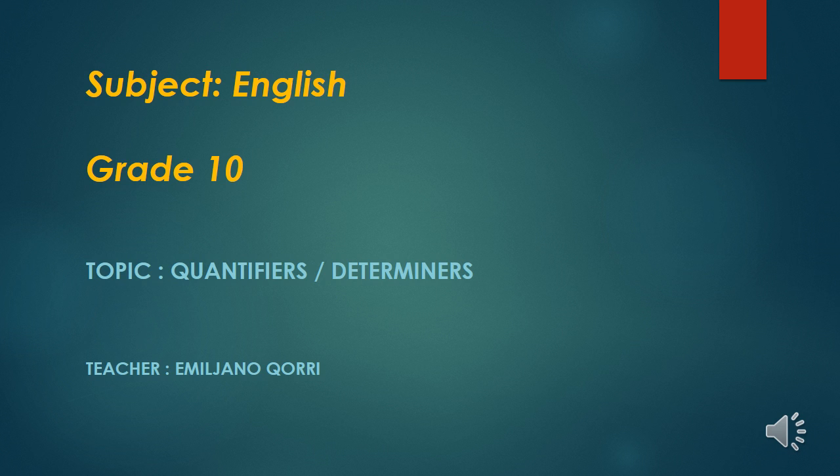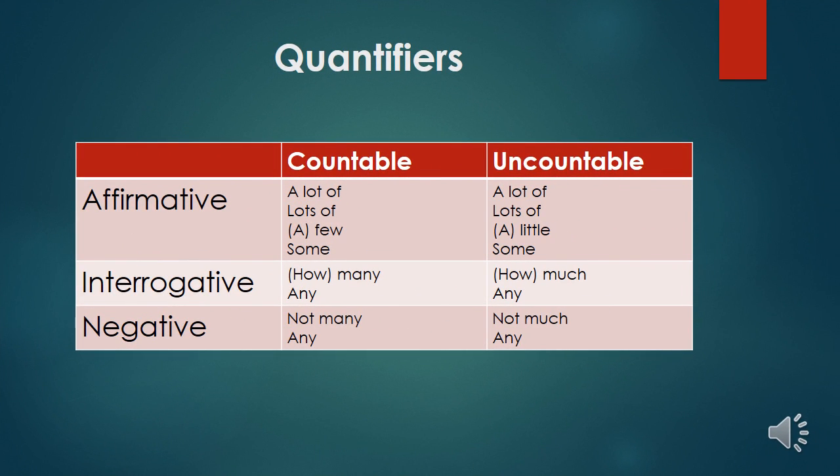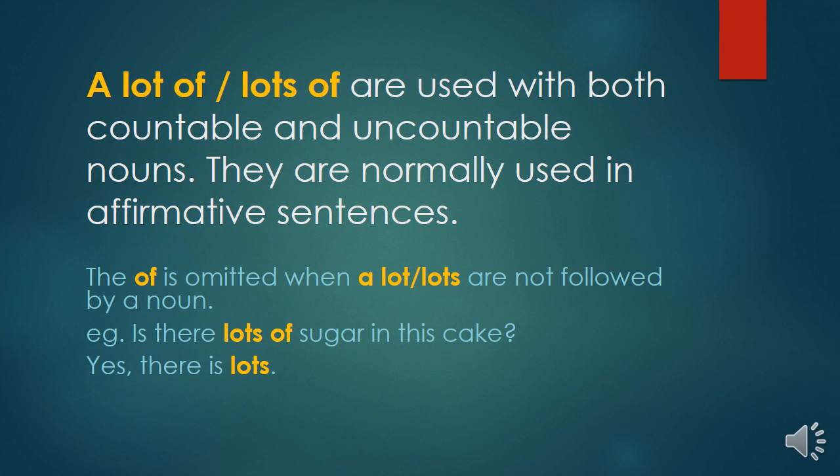The topic for today is quantifiers, determiners. So the quantifiers are as shown in the table. We have, according to the category, countable nouns and uncountable nouns, and according to the sentences, affirmative, interrogative, or negative. And now let's see their uses.